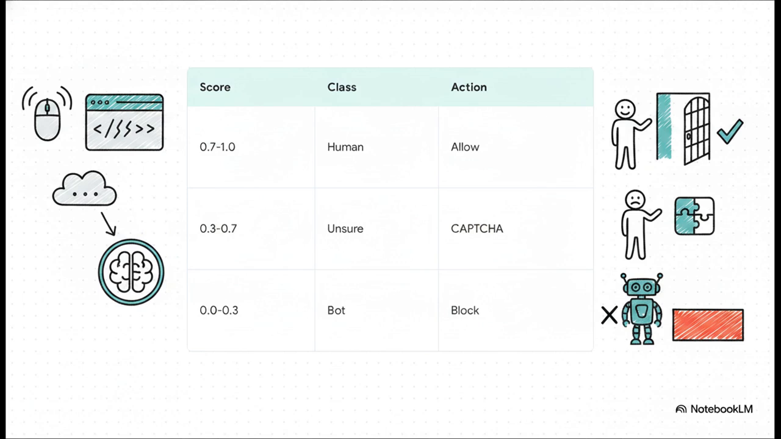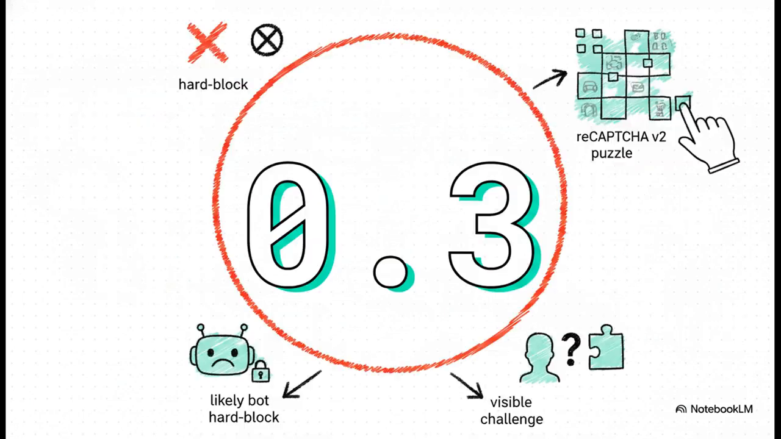If you get a 0.7 to 1.0, you're likely human, come on in. 0.3 to 0.7, uncertain territory, you might get tested. But 0.3, that is the magic number. If your workflow drops to a 0.3 or below, the system basically says, yep, that's a bot. At that point, you're either getting hard blocked or you're getting hit with a visible challenge, like a reCAPTCHA puzzle, to force you to prove you're actually human.